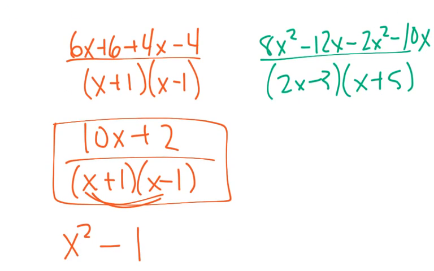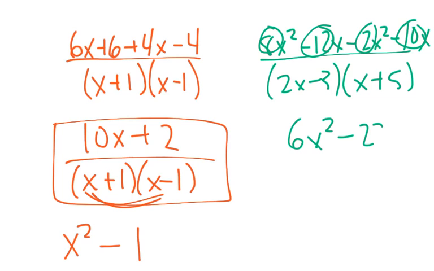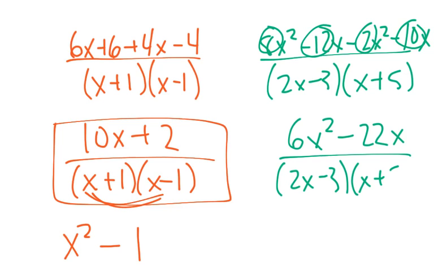So then combine like terms. 8 minus 2 would give us 6x squared. Negative 12 and negative 10, negative 22x. I could factor out an x, but that's not really going to help me. So I can just leave it like this.